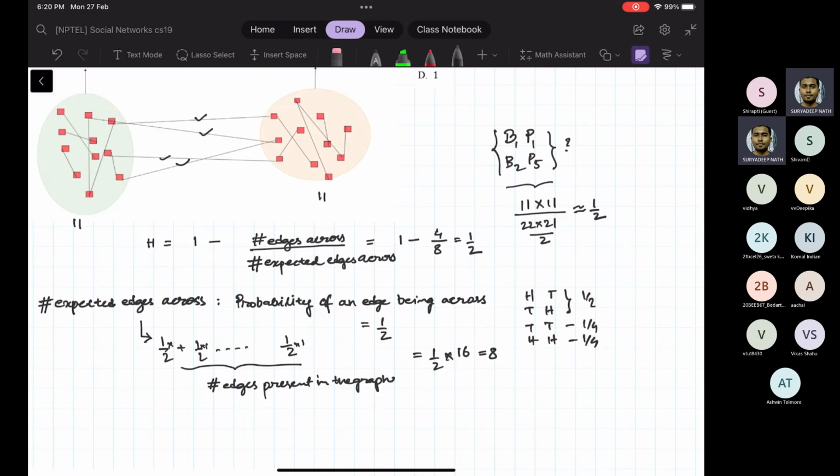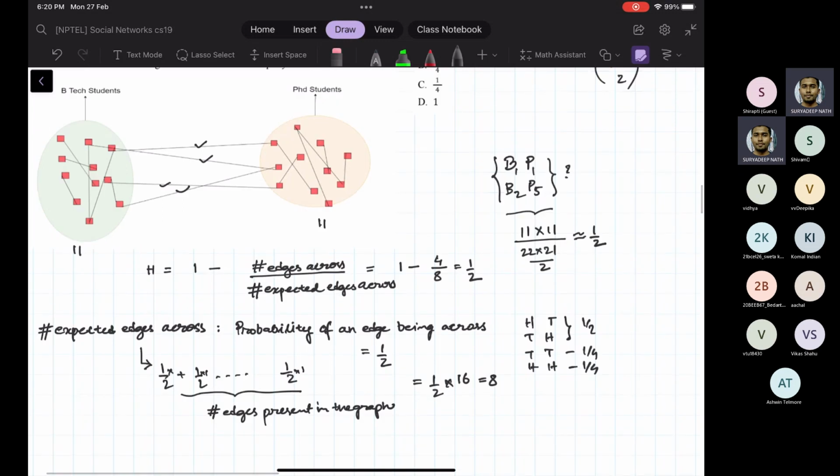Now we find the expected edges across. For every edge existing in this graph, let's say I take this edge, what is the probability of this edge being across? It's half. Similarly, the probability of this edge being across is half. So for every edge present in this graph, we add half into 1, half into 1. There are 16 such edges, so the expected edges across would be half of 16, that is 8. And the homophily would turn out to be 1 minus 4 by 8, so that turns out to be half.